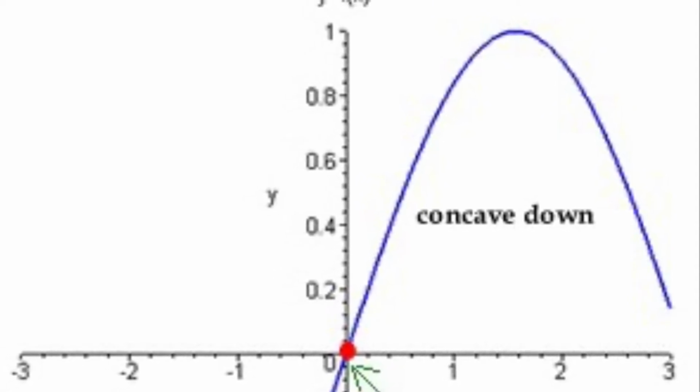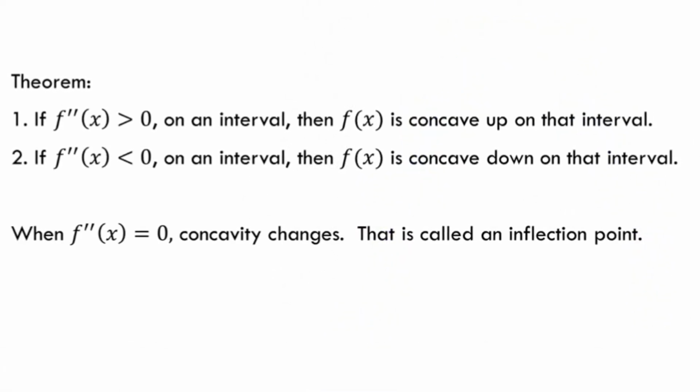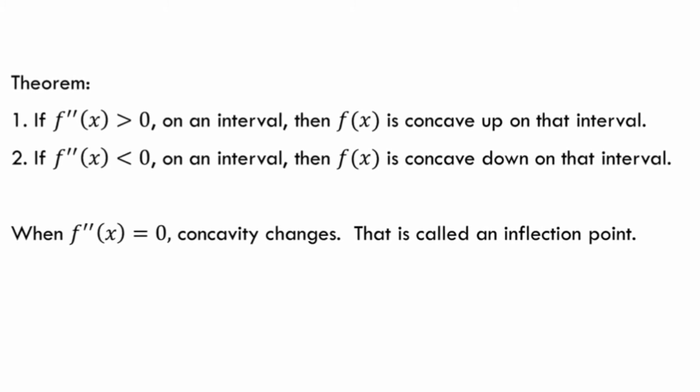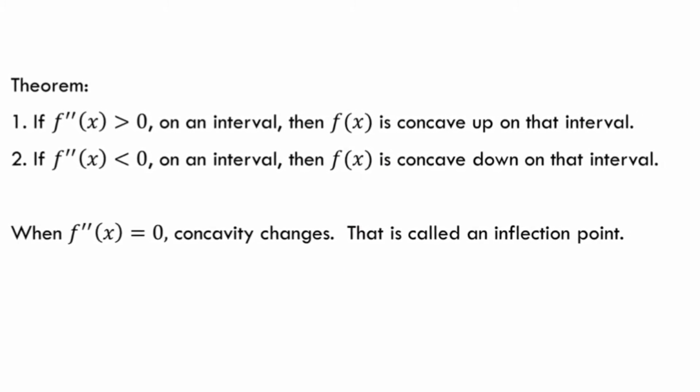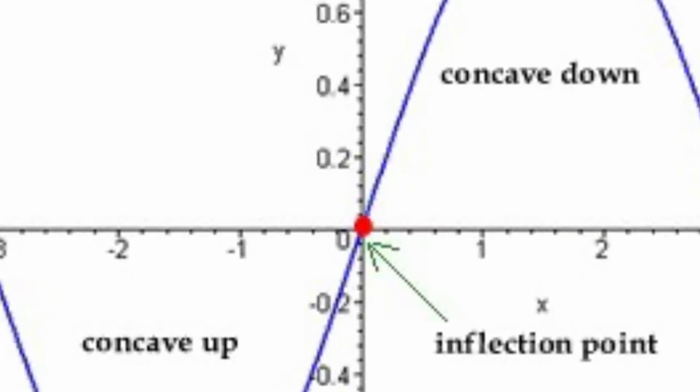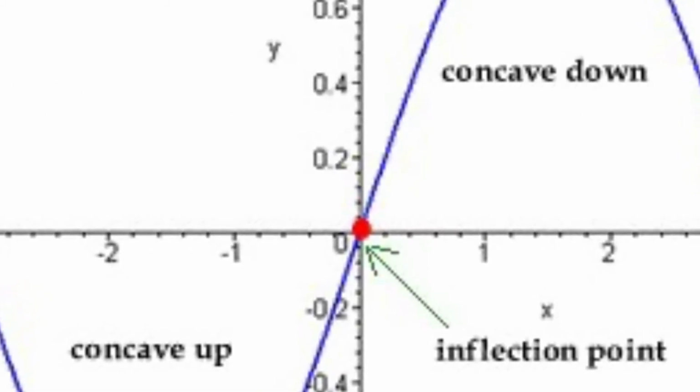When you take the second derivative and you get 0, that's when concavity changes. Those areas are called inflection points. So you see that regular U turn into an upside down U, or vice versa.